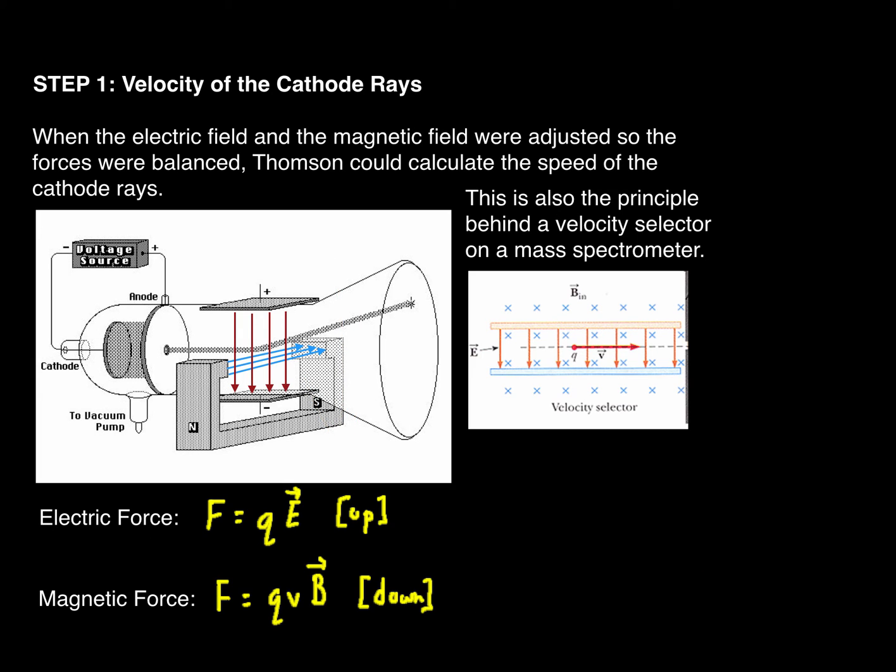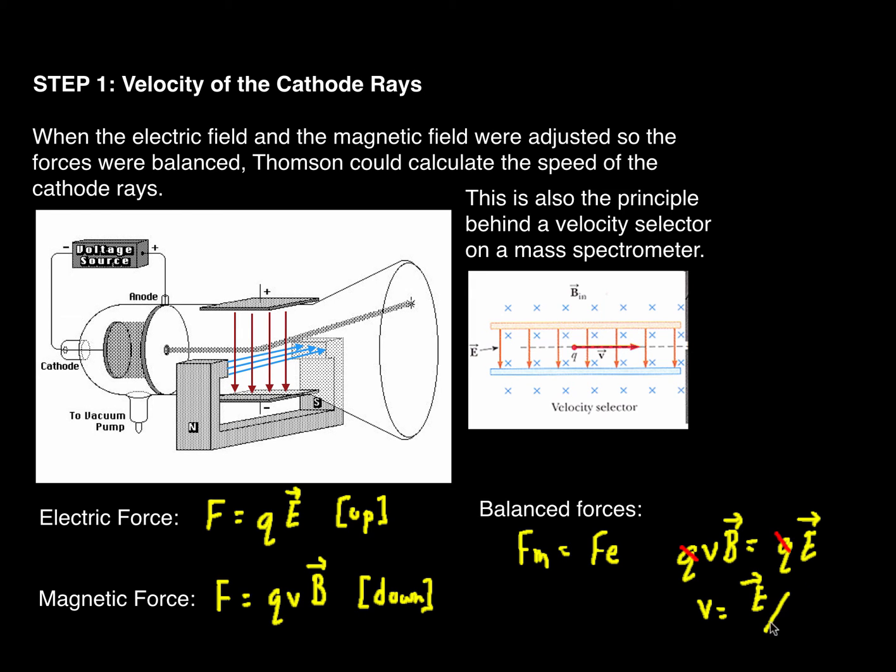If the electron beam is to travel through the electric and magnetic fields undeflected, the forces are balanced. This means Fm equals Fe, or QVB equals QE. Q appears on both sides of the equation, so we can cancel it out. We can rearrange this for V. The velocity, when the forces are balanced, is equal to the electric field strength divided by the magnetic field strength. This is how you calculate the velocity of anything traveling through a velocity selector undeflected.